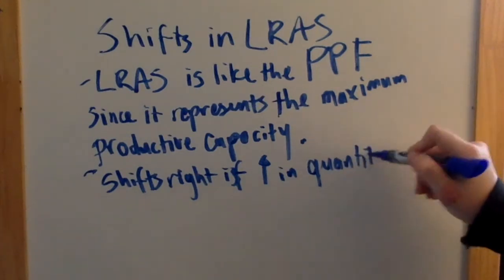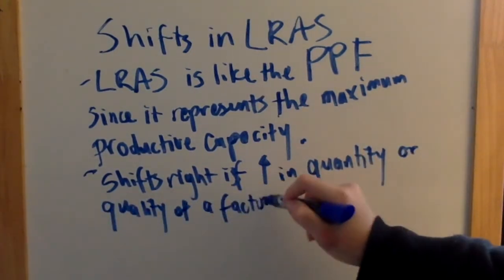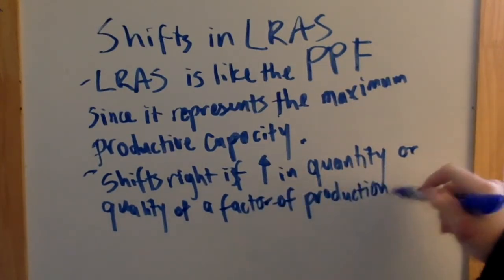Remember, when the long-run aggregate supply shifts outwards, aggregate demand and short-run aggregate supply will shift with it, because it's an increase in the entire productive capacity.